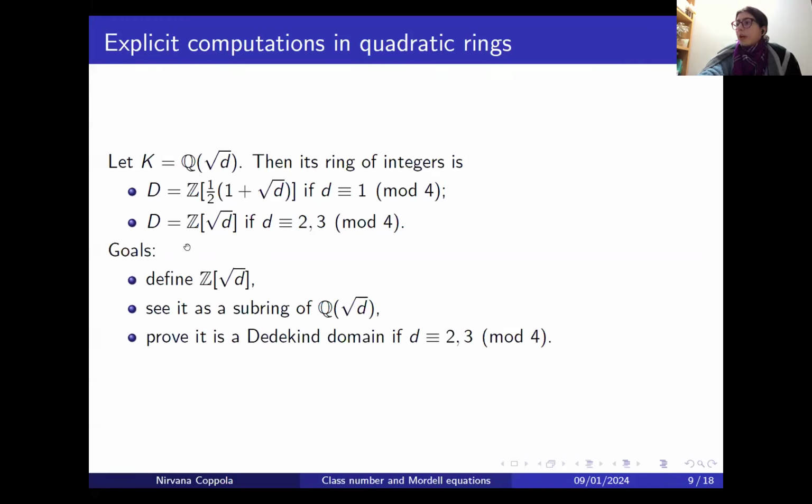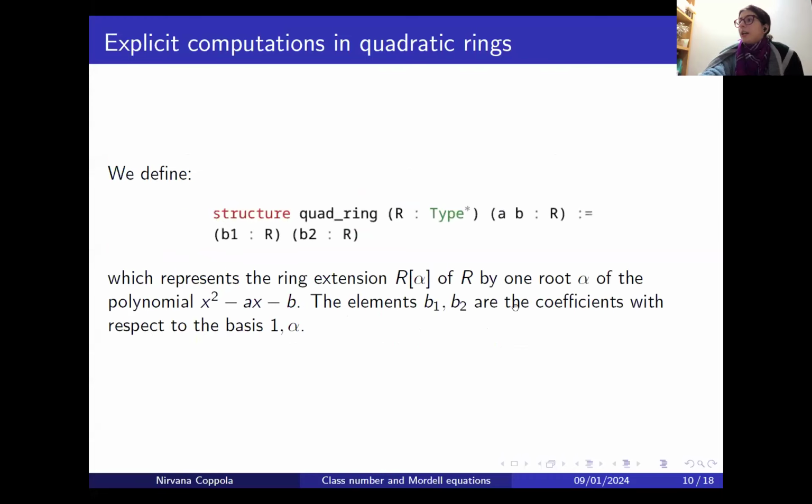And the goals were to define in Lean what this Z[√d] is, to be able to see it as inside of Q(√d), and to prove it is a Dedekind domain in our case. In order to do that, we defined this structure, which we called QuadraticRing, and it takes 3 inputs: R, which is our base ring in some sense, and then a and b, 2 elements in R. And in the structure, we have 2 elements, which are internal elements of R.